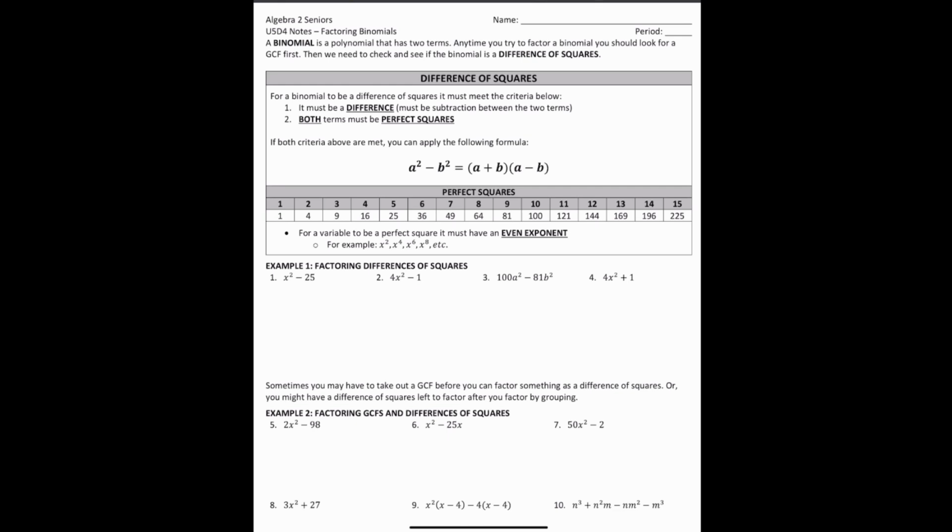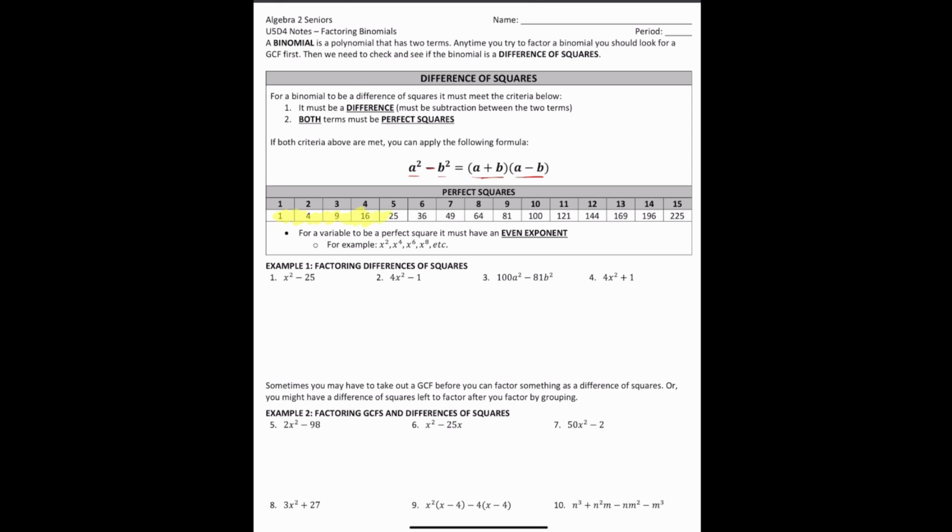So I have a difference of squares where two terms are separated by a minus sign and the two terms are perfect squares. So if both criteria are met, then we can factor this out and get a plus b times the quantity of a minus b. Now, how do we know if something is a perfect square? Well, here is a table of perfect squares.